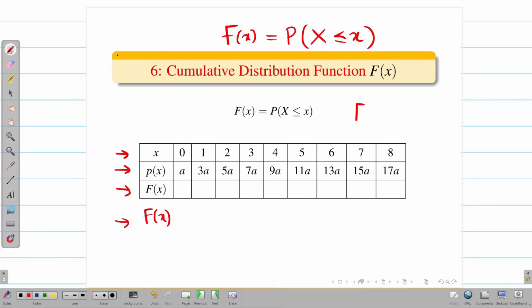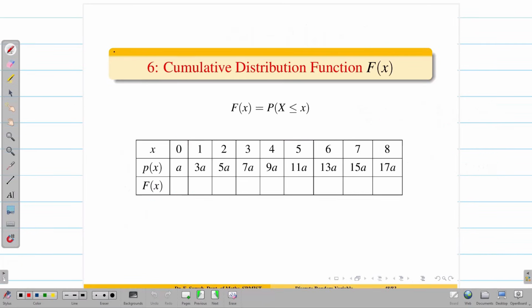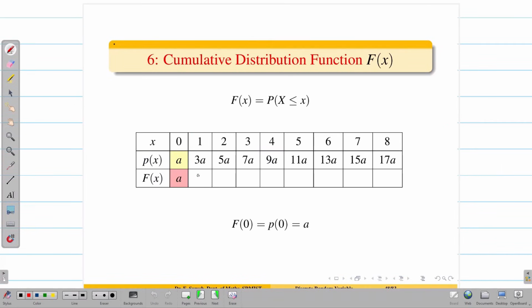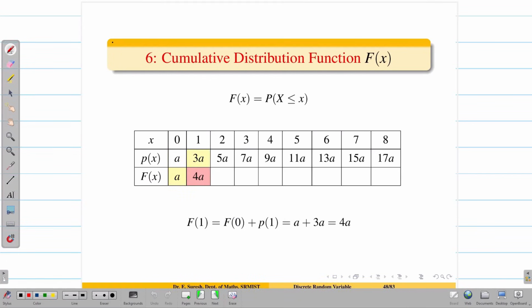Now, F of 0 is going to be P of X less than or equal to 0. Since my problem is starting at 0, this is nothing but probability of X equal to 0. At X equal to 0, probability is A. So this value is going to be A. Next, to find F of 1, just add these 2. A plus 3A is going to be 4A.